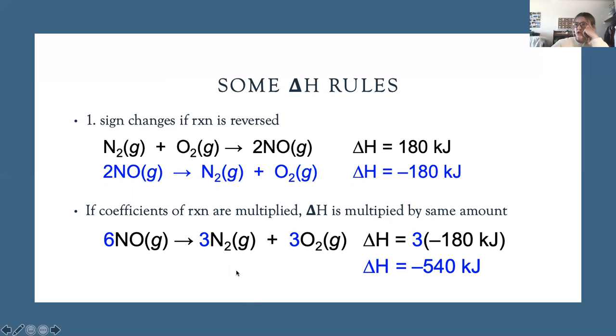If coefficients of reaction are multiplied, this is the second rule, delta H is multiplied by the same amount. So basically, if we have this equation NO equals N2 plus O2, and we multiply the whole thing by 3, we also need to multiply this delta H by 3, and that's just because they're proportional. So not too complicated, pretty straightforward.